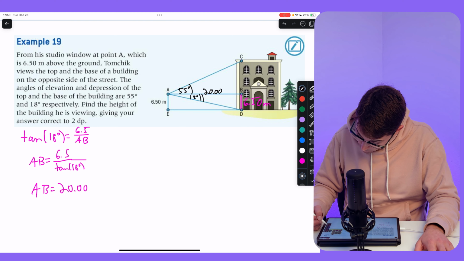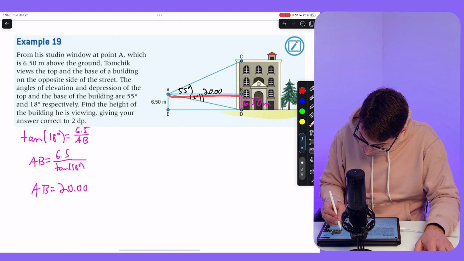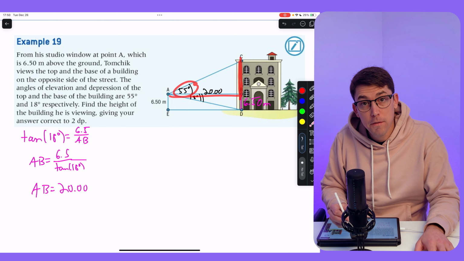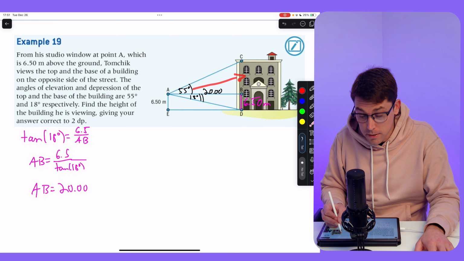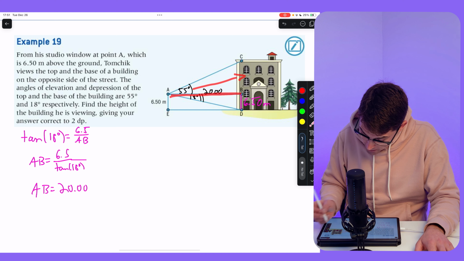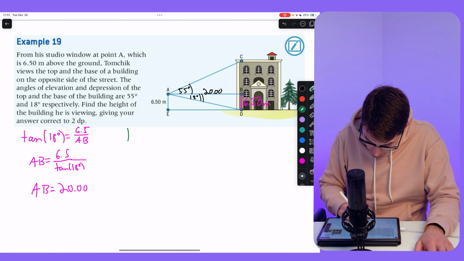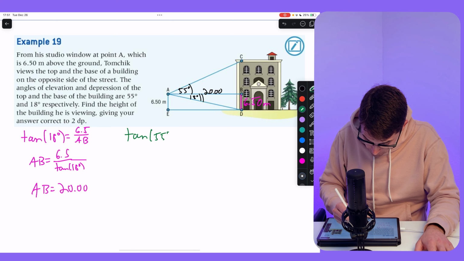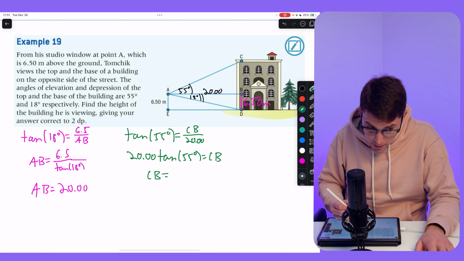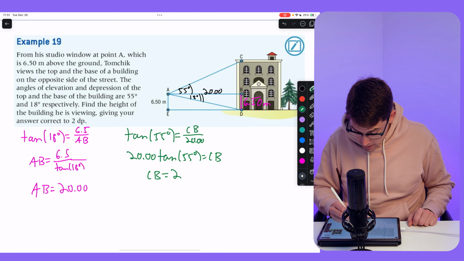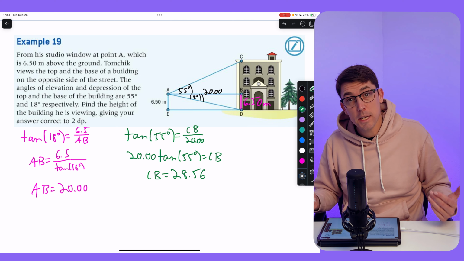Now, I know that I have 20.00 right here. So now I can figure out what CB is, because right here I have 55 degrees. So if I have 55 degrees, I want to know what CB is, the opposite side, and I know what my adjacent side is. So I'm going to go ahead and use the tangent again. So the tangent of 55 degrees is going to be equal to CB all over 20.00, meaning that 20.00 times the tangent of 55 degrees is equal to this height. So CB is going to be equal to 28.56 to 2 decimal places.